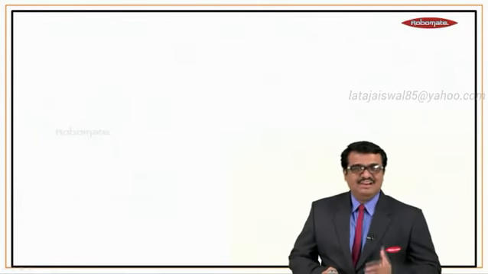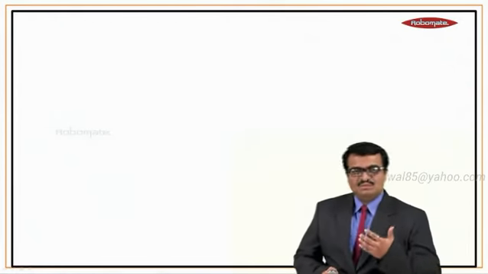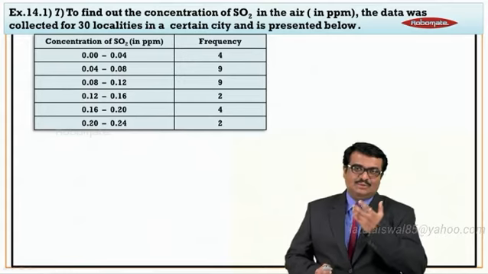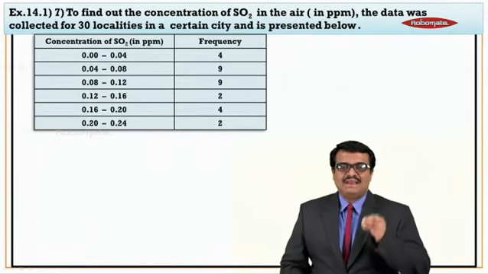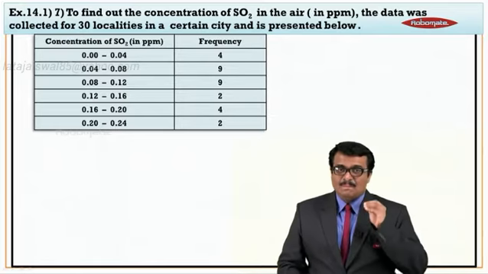Sum on mean. We did one sum in the previous module. Let us do one more sum on mean. And the question is like this. The question is to find out the concentration of SO2 in air in ppm.